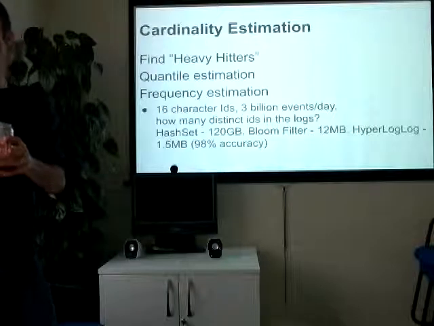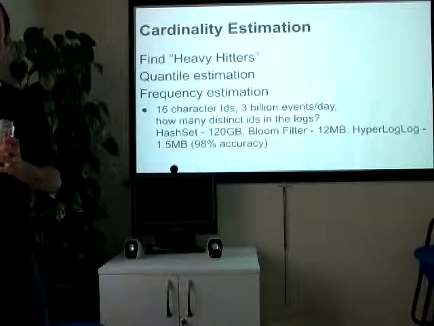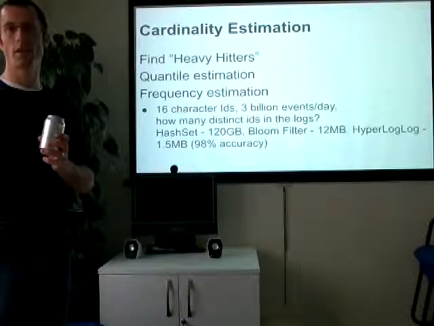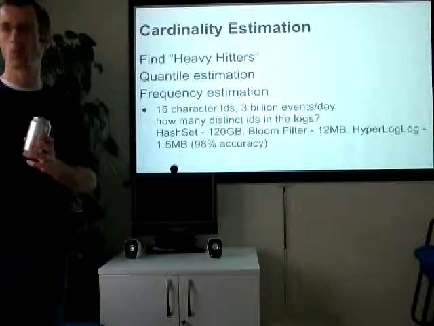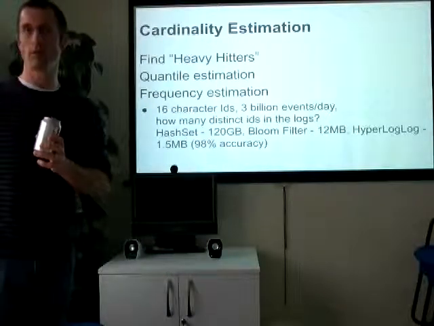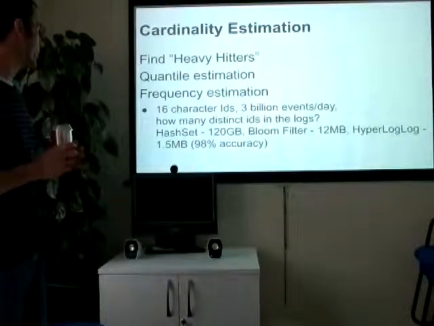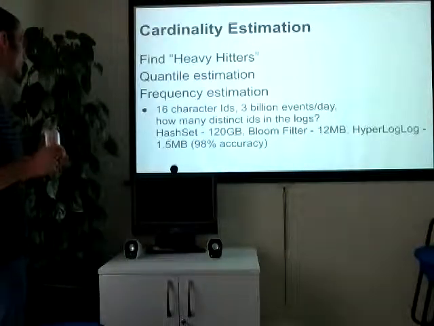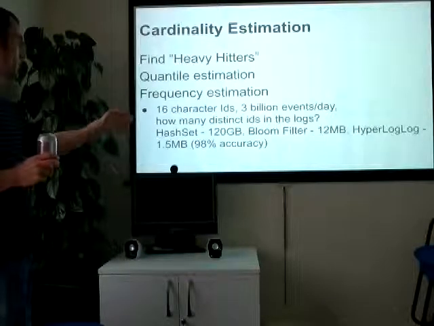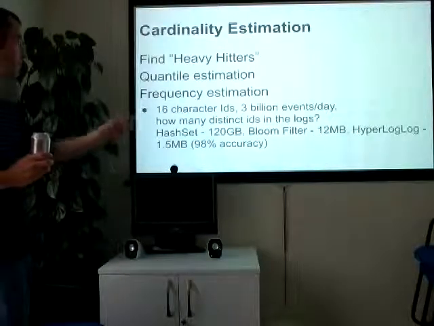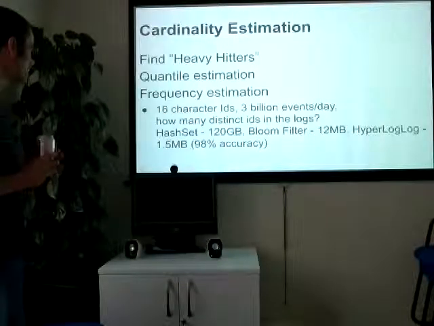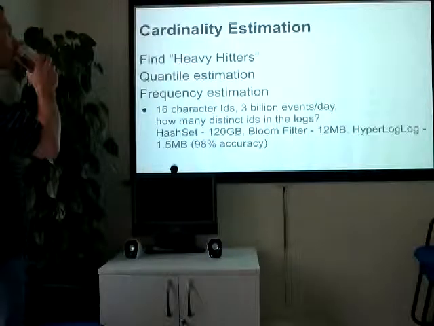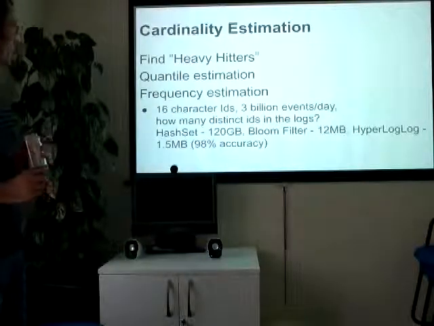So you can't ask a hyperloglog, do you contain item X, but you can ask it things like, how many items do you contain, what's the largest number of items you contain, how many of the largest number are there, and how many of the smallest number. And it can do that in incredibly small amounts of space. So a hash set for this particular data set would have been 120 gig, a Bloom filter was 12 meg, a hyperloglog was 1.5 meg. And that's the kind of thing you can do.